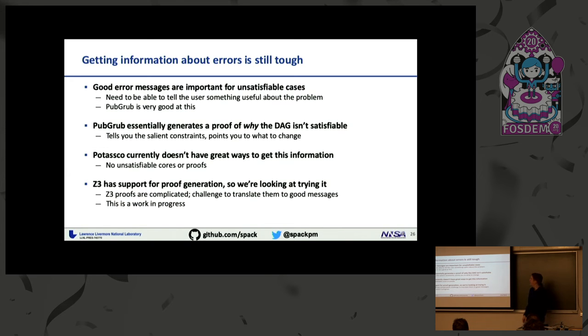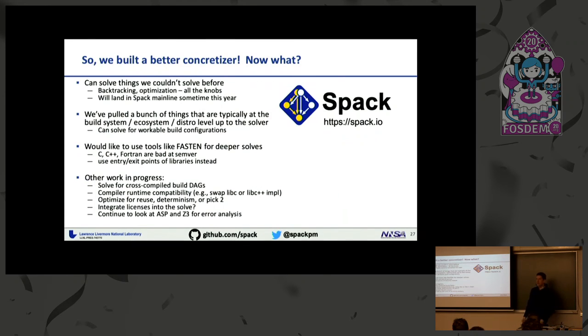So anyway, that's where we're at right now. We have a working prototype. It's pretty satisfying to see it solve cases where we couldn't solve things before. And we've managed to pull a lot of stuff that is typically sort of assumed by the distro or assumed by the build system, or just kind of has to be tweaked by humans in the package curation process, up into the solver so that you can actually solve for configurations.